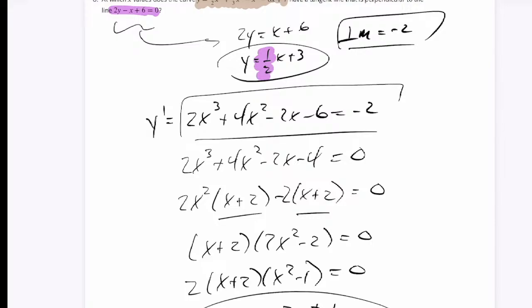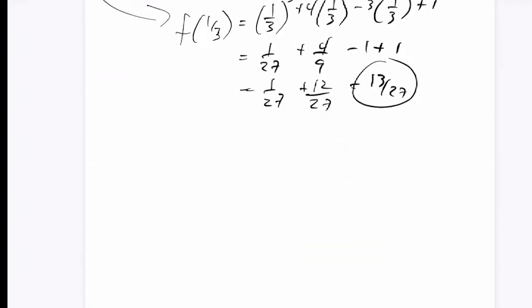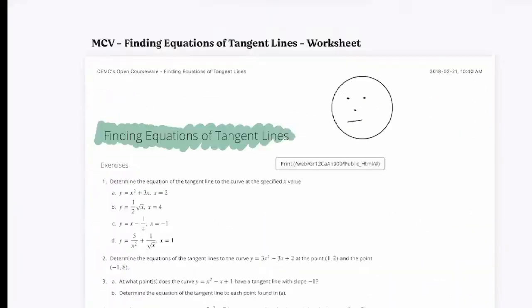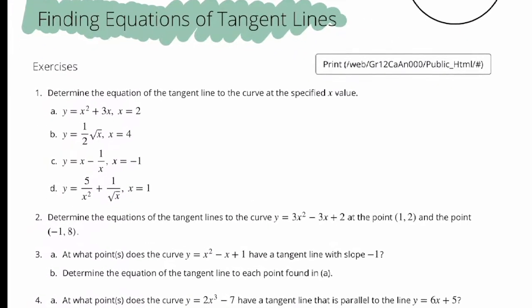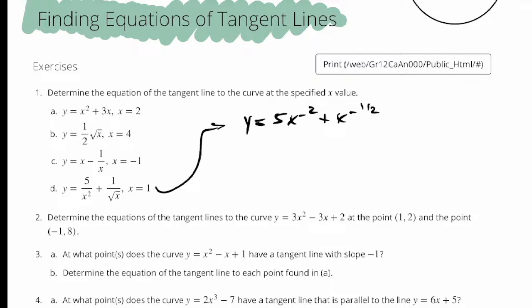Ion wanted 1D from the tangent equation worksheet. Sure. I've got it right here, 1D. I can do that right on this sheet. Determine the equation of the tangent line of the curve at the value. Okay, so for 1D here, I'd write this in exponential form, which makes it easier to see. And they want dy/dx when x is 1.